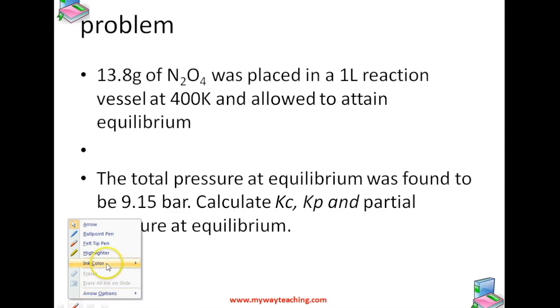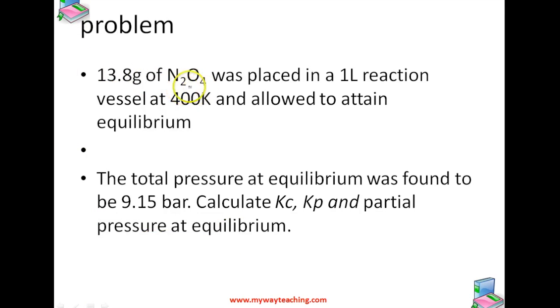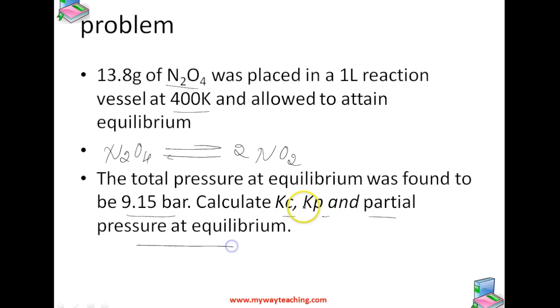Now, next consider the problem. 13.8 gram of N2O4 was placed in a 1 liter reaction vessel at 400 Kelvin and allowed to attain equilibrium. That is N2O4 ⇌ 2NO2. The total pressure at equilibrium was found to be 9.15 bar. Calculate Kc, Kp and partial pressure at equilibrium. Okay, what are they asking? Kc and Kp. Solution. Note down the solution.